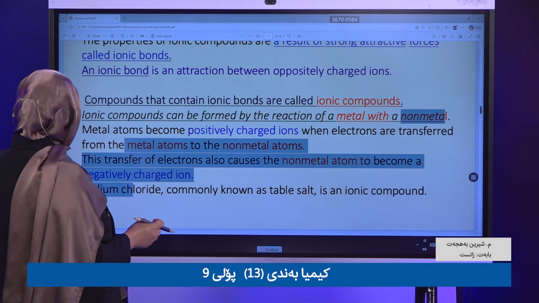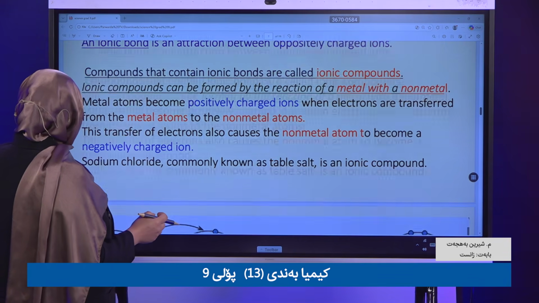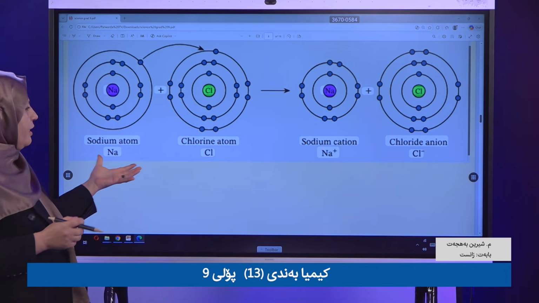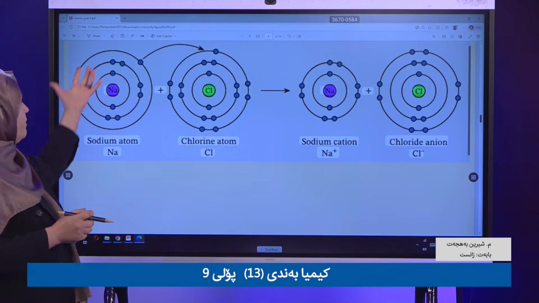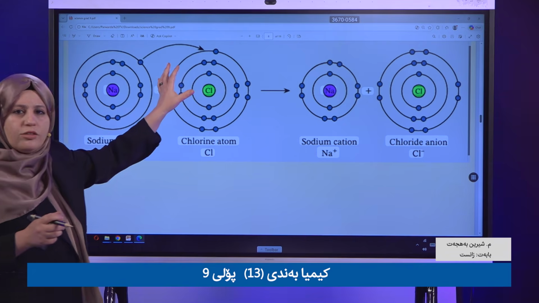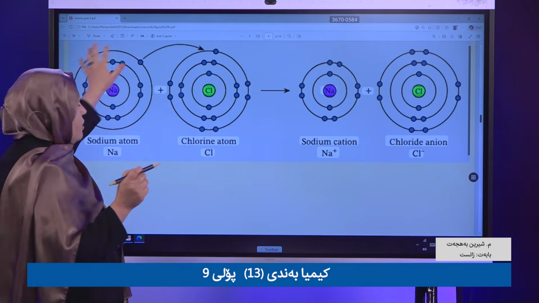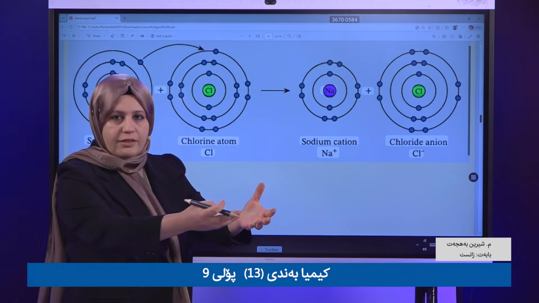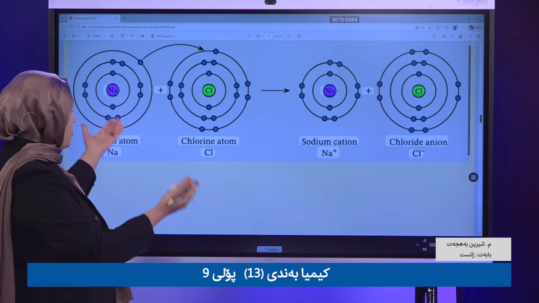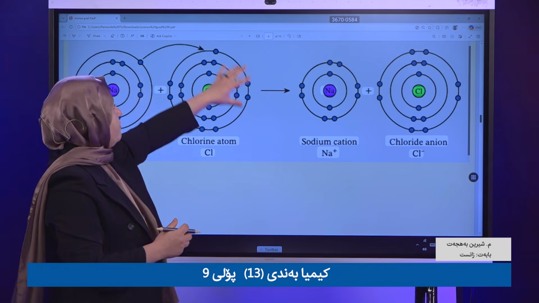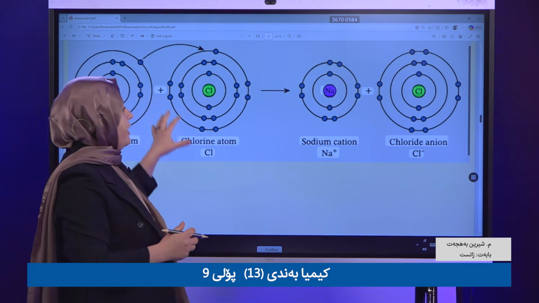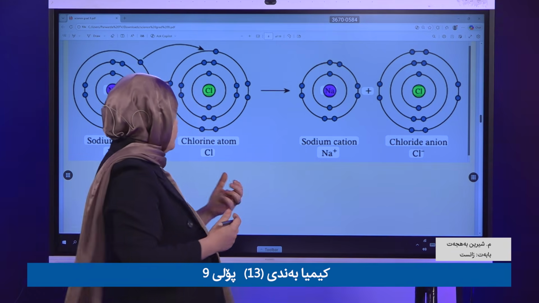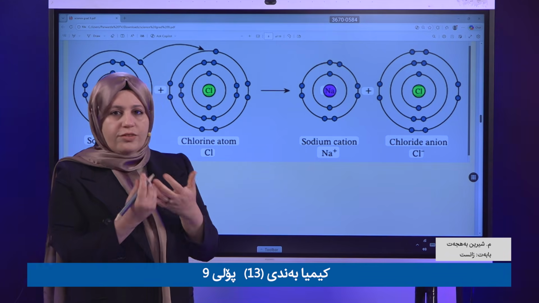Let's look at the picture. Look at this picture to be clearer. This is the sodium atom and this is the chlorine atom. Look at the valence electrons. Sodium has how many valence electrons? Only one. Is it full? Of course not. And it's easy to give an electron to chlorine. Chlorine has how many valence electrons? It has 7 valence electrons. It is very hard to give, so it is good to gain an electron from sodium.